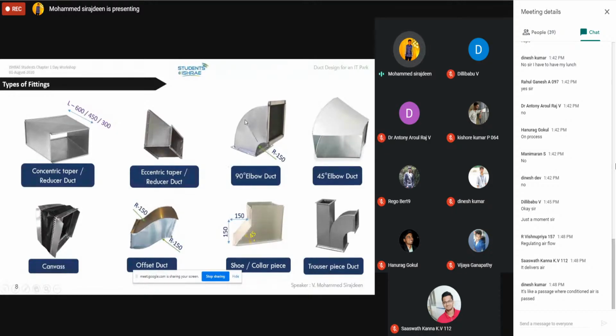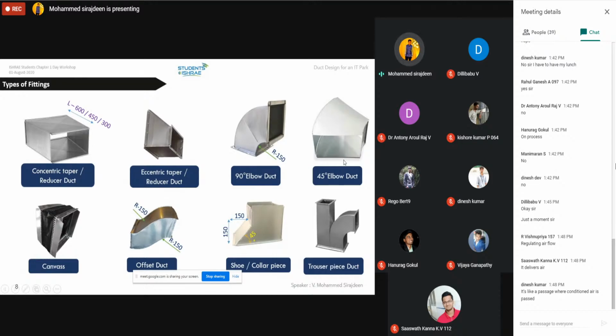Then 90-degree elbow. The elbow will generally be designed with the center axis, from the center point in this curve, it will be 150 radius. So if you are taking a quantity, or if you are going to design an elbow, you have to consider the center arc is 150.